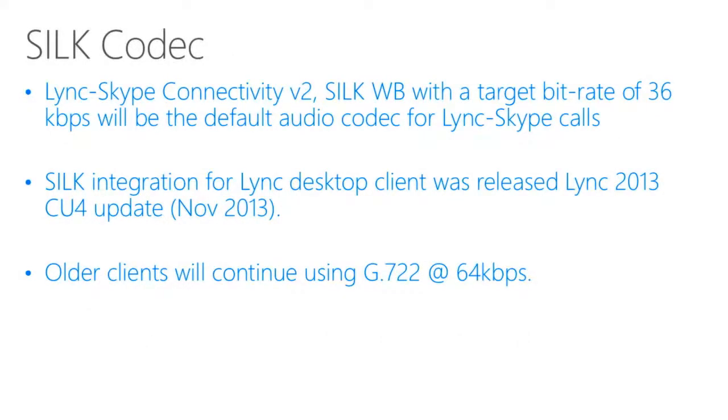So Silk, we're going to be using the Silk wideband with the target bit rate of 36 kilobits per second, and it will be the default audio codec for these calls. We talked about the integration, and we talked about G722, which is running at a 64 kilobits per second payload. So we'll still continue to offer that, but all the updated clients will be using the Silk codec.